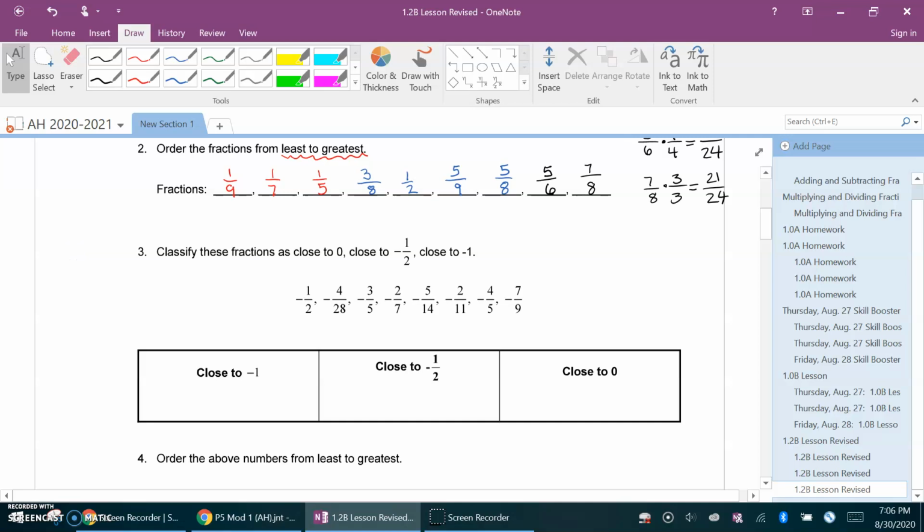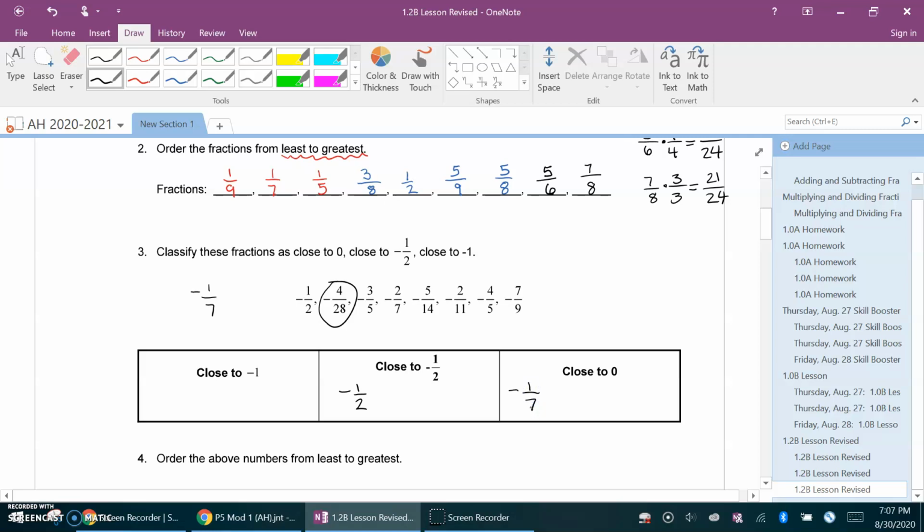Okay, taking a look at number 3. Number 3 can be tricky just because it's dealing with negatives. Looking at the string of numbers, we're going to do the same thing that we did before. Our negative 1/2 is still going to fall in our close to negative 1/2 box. Our negative 4/28, personally, I don't love this because it's not reduced. I would reduce this to negative 1/7 first and then classify it.